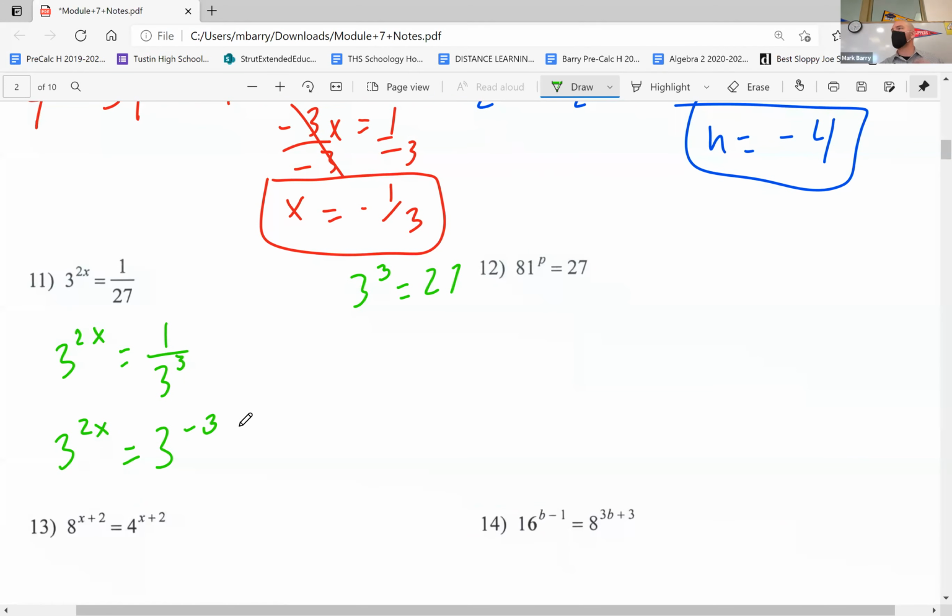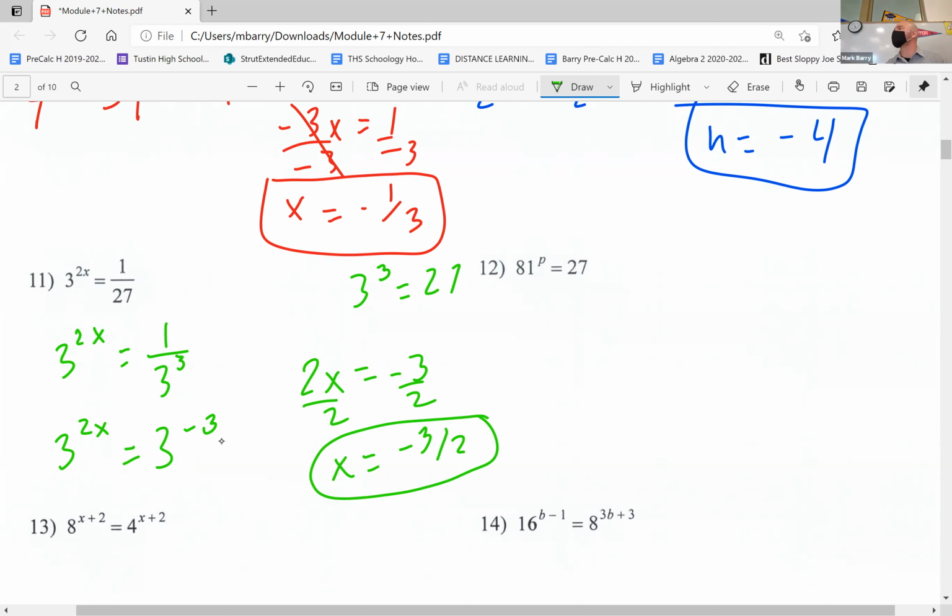So now that I've made my bases the same, and this one was definitely trickier than the ones we saw before, now though, I can get rid of the bases and set the exponents equal to each other. So I'm going to divide both sides by 2. And we get x equals negative 3 over 2.